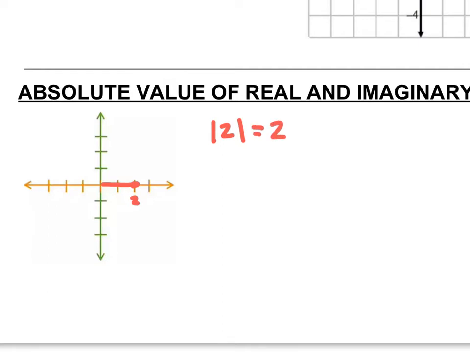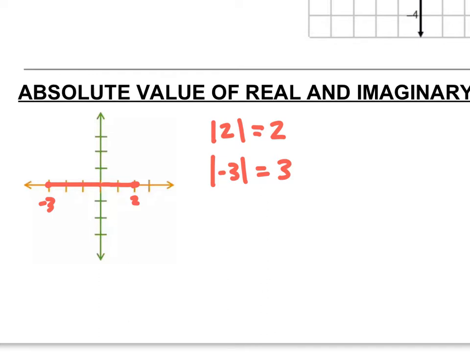What if we wanted to find the absolute value of negative 3? Then we come over here to negative 3, and we plot that point, and we say, how far away is that from 0? Because absolute value is the distance from 0. And that's a length of 3.